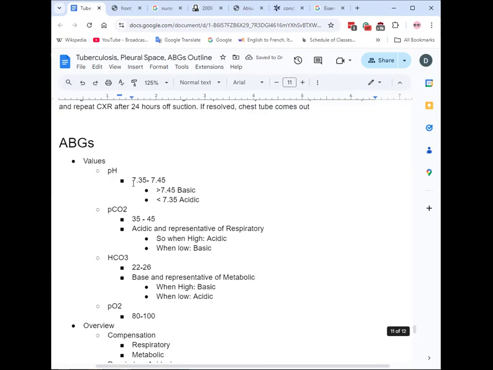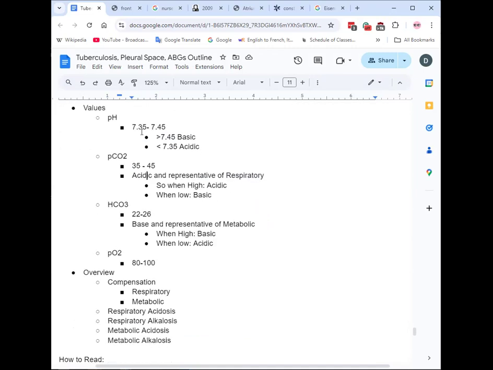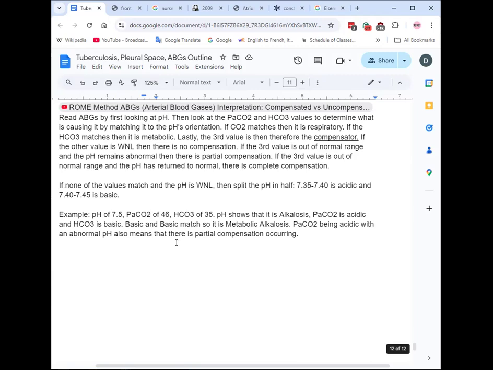So if I have a match with my pH and my CO2, I know it's a respiratory issue, and I know if it's basic or acidic because I found the match. If my pH matches bicarbonate in terms of basic versus acidic, then I know it's a metabolic issue, and if it's basic or acidic. From that point on, you look at the third number and determine if it's acidic or basic. If this number is the opposite, I guess I probably need the numbers. I don't know if I'm confusing anyone.